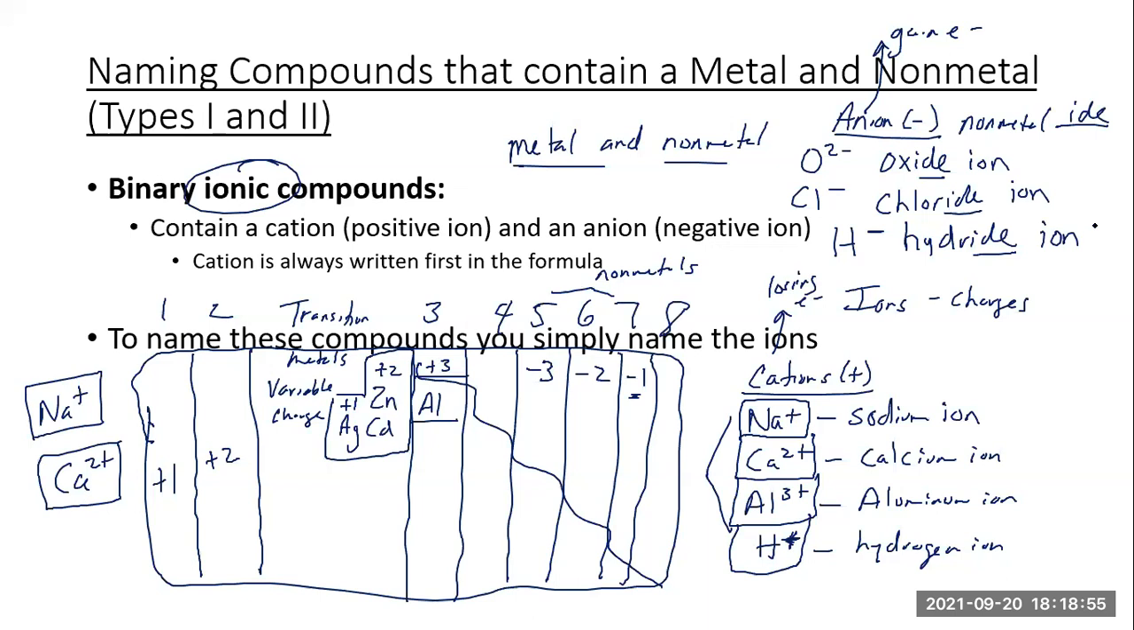So one important naming process is, if you have a cation, which is positively charged, you simply use the entire name of the element. That's pretty straightforward. If you have a nonmetal that is negatively charged, an anion, we use the front part of the nonmetal name and add IDE at the end of it. Any questions on that?